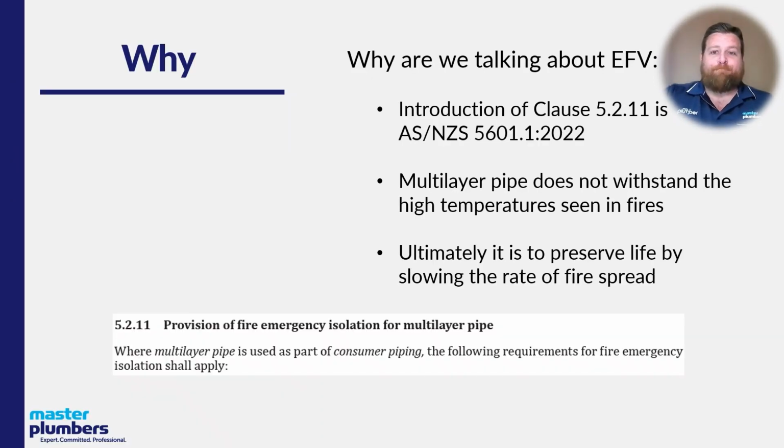So the why. In the AS/NZS 5601.1 2022 update, the gas standard, they've now put in the provision, which is clause 5.2.11. This is the provision of fire emergency isolation in multi-layer piping systems. Now, it's no secret that multi-layer piping doesn't withstand the high temperatures, and particularly the high temperature that we'll see in a house fire. So ultimately it was introduced in order to preserve life, and that's by reducing fuel to a fire and ultimately slowing the spread.